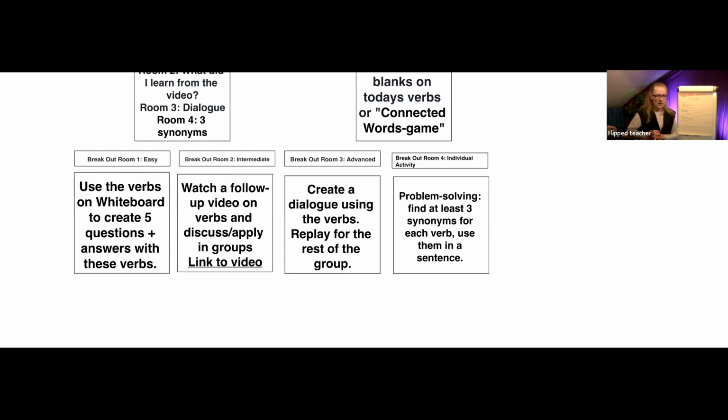Breakout room number 1. Use the verbs on whiteboard to create 5 questions and answer with these verbs. Breakout room number 2. Watch a follow-up video on verbs and discuss, apply in groups. And here is the link to the video. Room number 3. Create a dialogue using the verbs. Replay for the rest of the group. And breakout room number 4. Problem solving. Find at least 3 synonyms for each verb. Use them in a sentence.